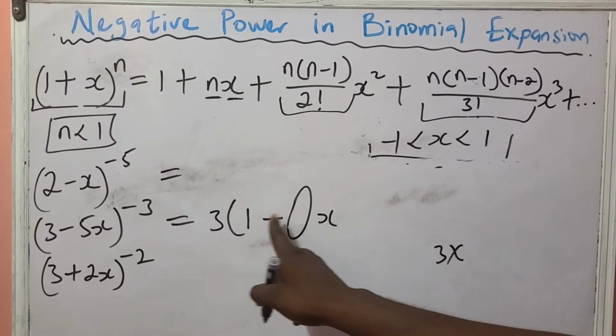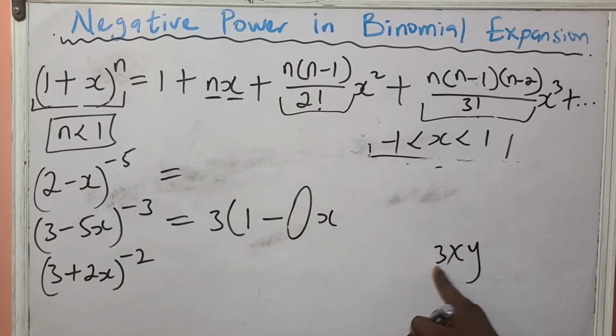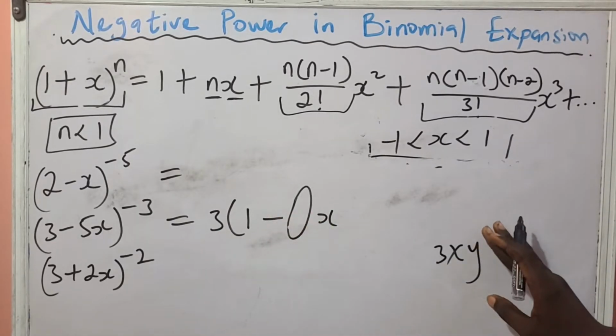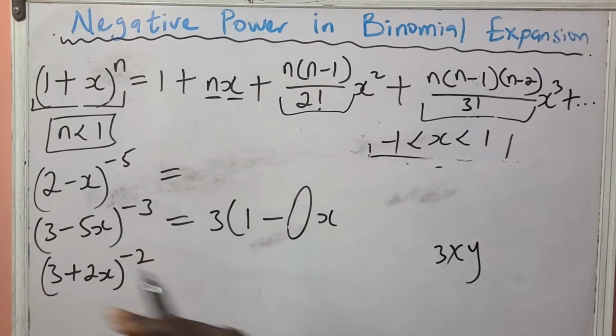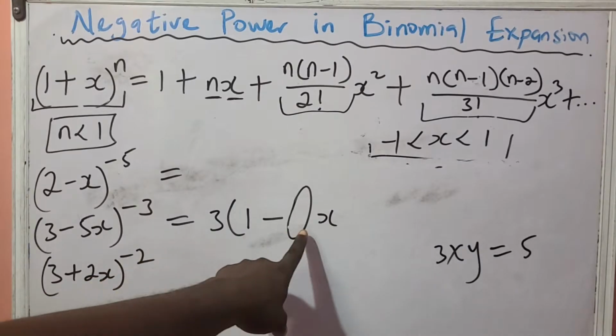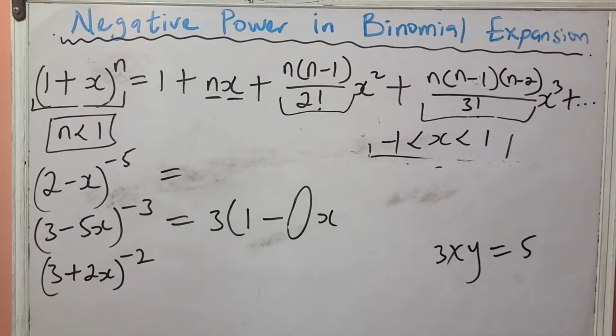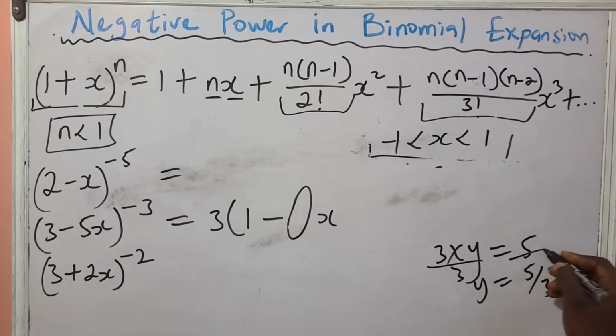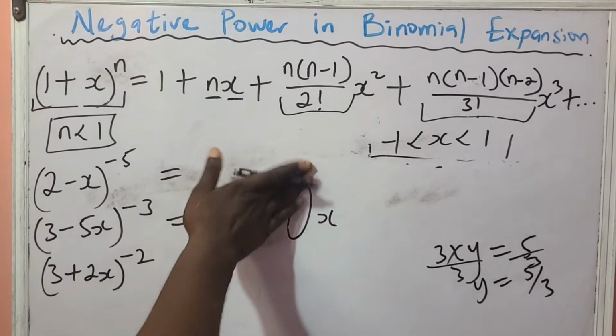So 3 times what? Let me put y there. Let me just say 3 times what gives me 5. That means my y here is equal to what? 5 over 3. I'm sure you know how to solve it. If I wanted to solve it, I would say divided by 3, divided by 3. That means my y was 5 over 3. So that means I write 5 over 3 here.